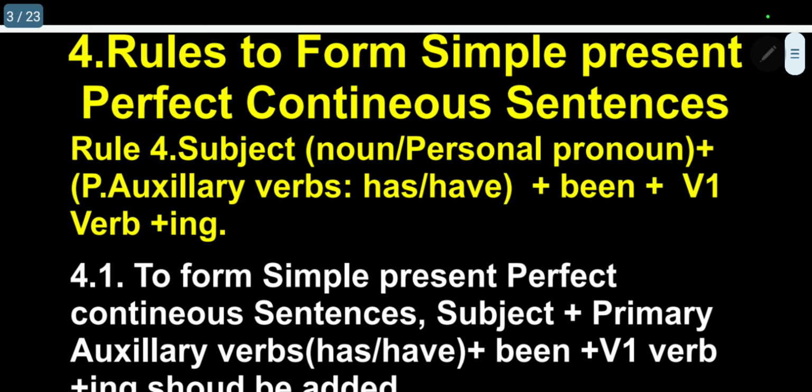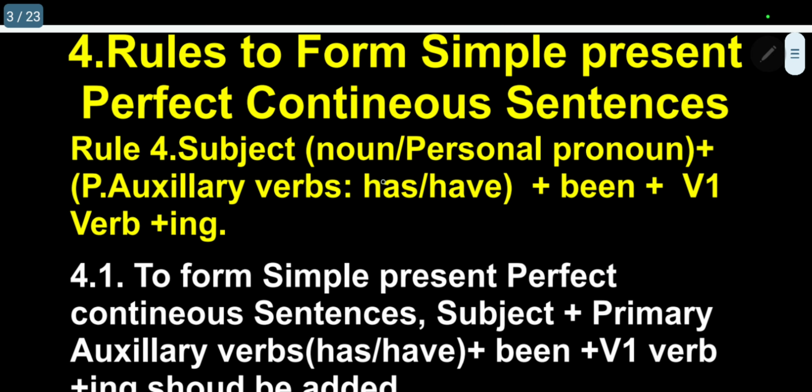In the case of present tense, we have four sentences: simple present sentence, simple present continuous sentence, simple present perfect sentence, and simple present perfect continuous sentence. And today I am going to discuss the rules to form simple present perfect continuous sentences.